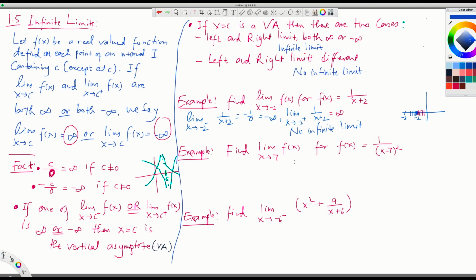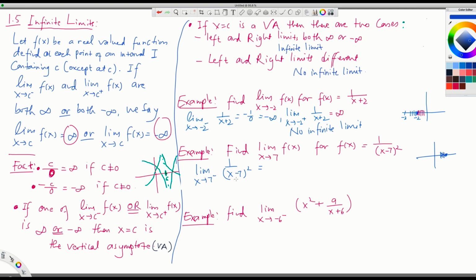Okay. How about this one? Let's go to 7 from left. Limit x tends to 7 from left, 1 over (x minus 7) squared. So what I'm trying to do here is I'm going to 7 from the left, like 6.9, 6.99, 6.999, 6.9999 and so on, right? You're going to 7 from the left, from this side.